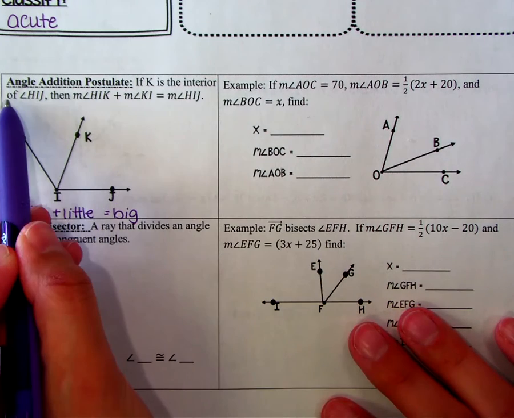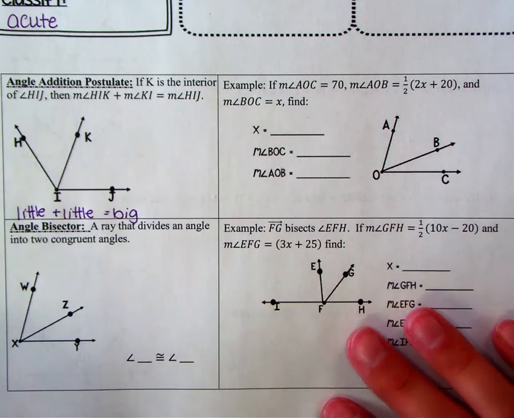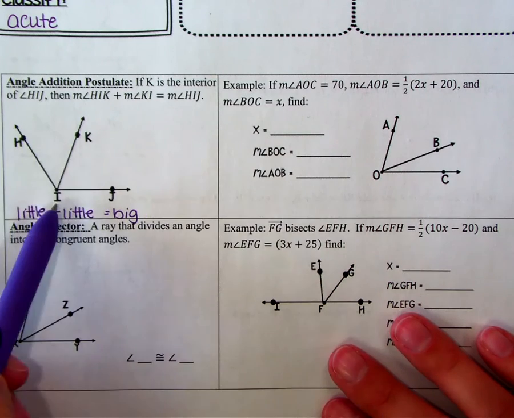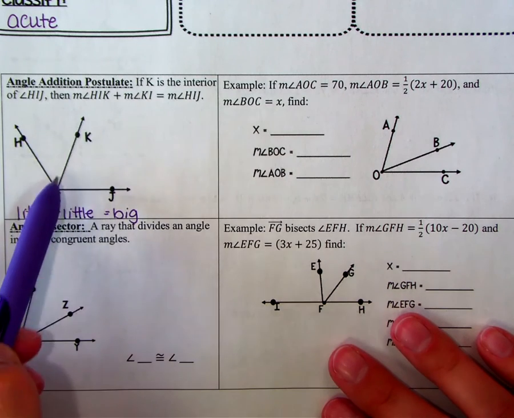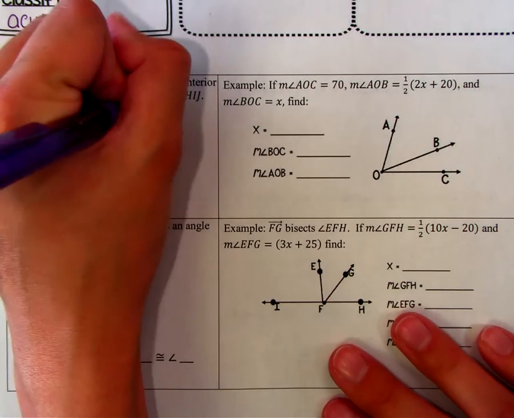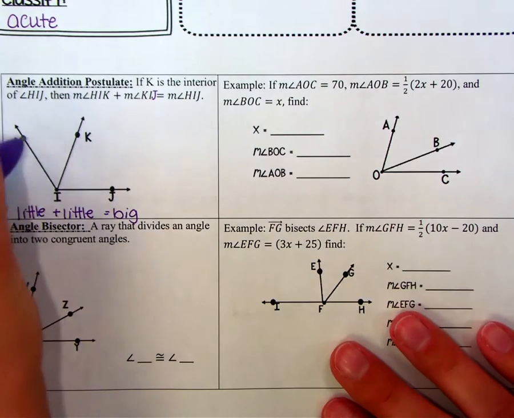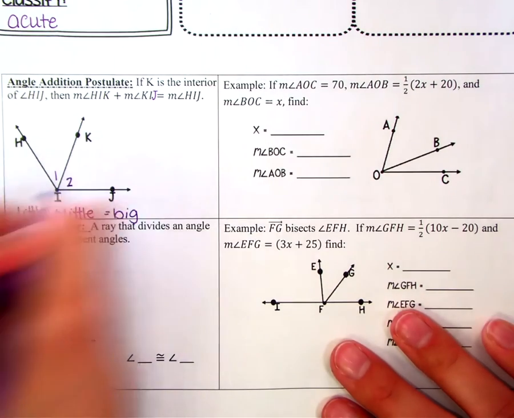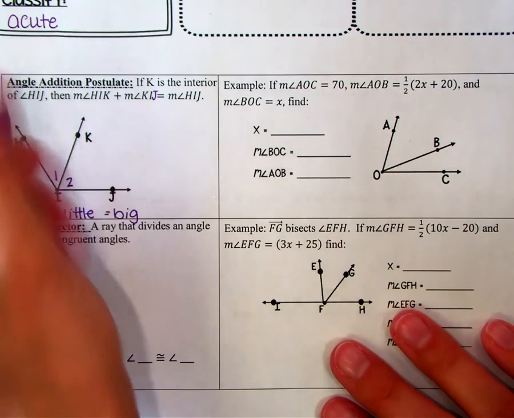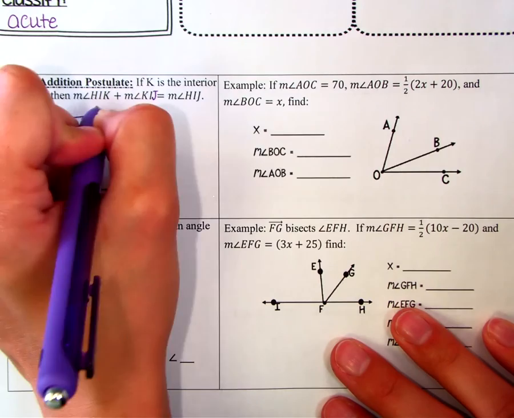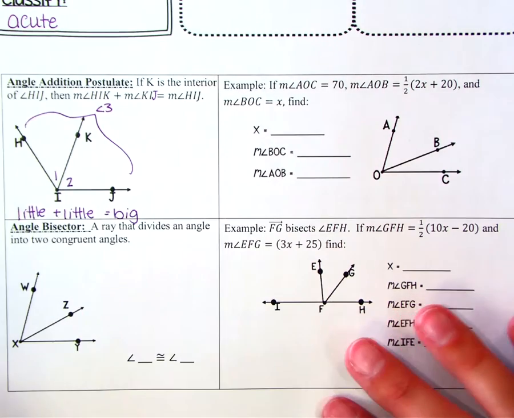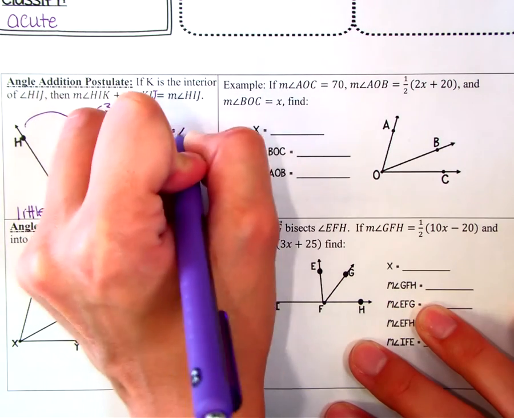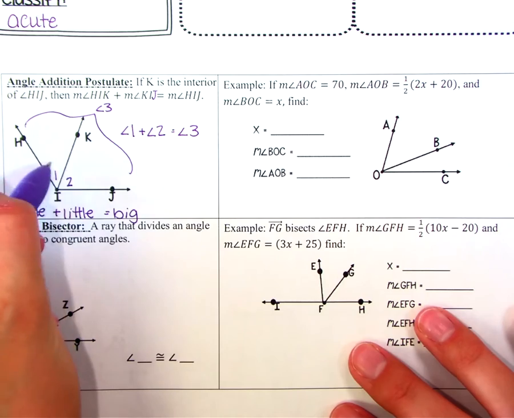So if K is in the interior of angle HIJ, so K is in the middle of this big angle, then the measure of HIK plus the measure of KIJ equals the measure of HIJ. We'll name those angles a little bit differently, and we'll say this big angle here is angle 3. So we could say angle 1 plus angle 2 equals angle 3. So these two angles together make up the big angle.